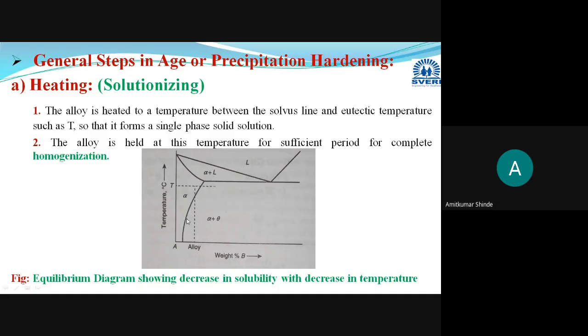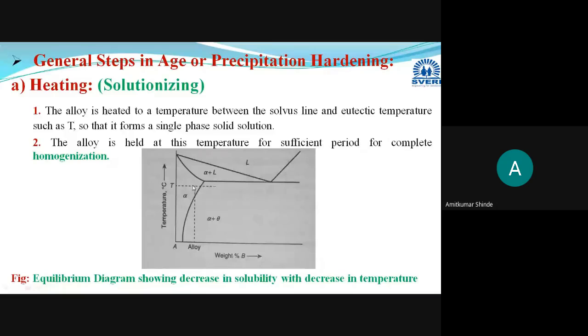Means this is your solvus line. Okay, above the solvus line and below this eutectic transformation temperature. This is the eutectic transformation temperature line. Below this eutectic temperature and above this solvus line, somewhere here you have to choose that temperature, or you have to take that temperature value. This is the T temperature. Means at that particular temperature, it should have a single phase solid solution.